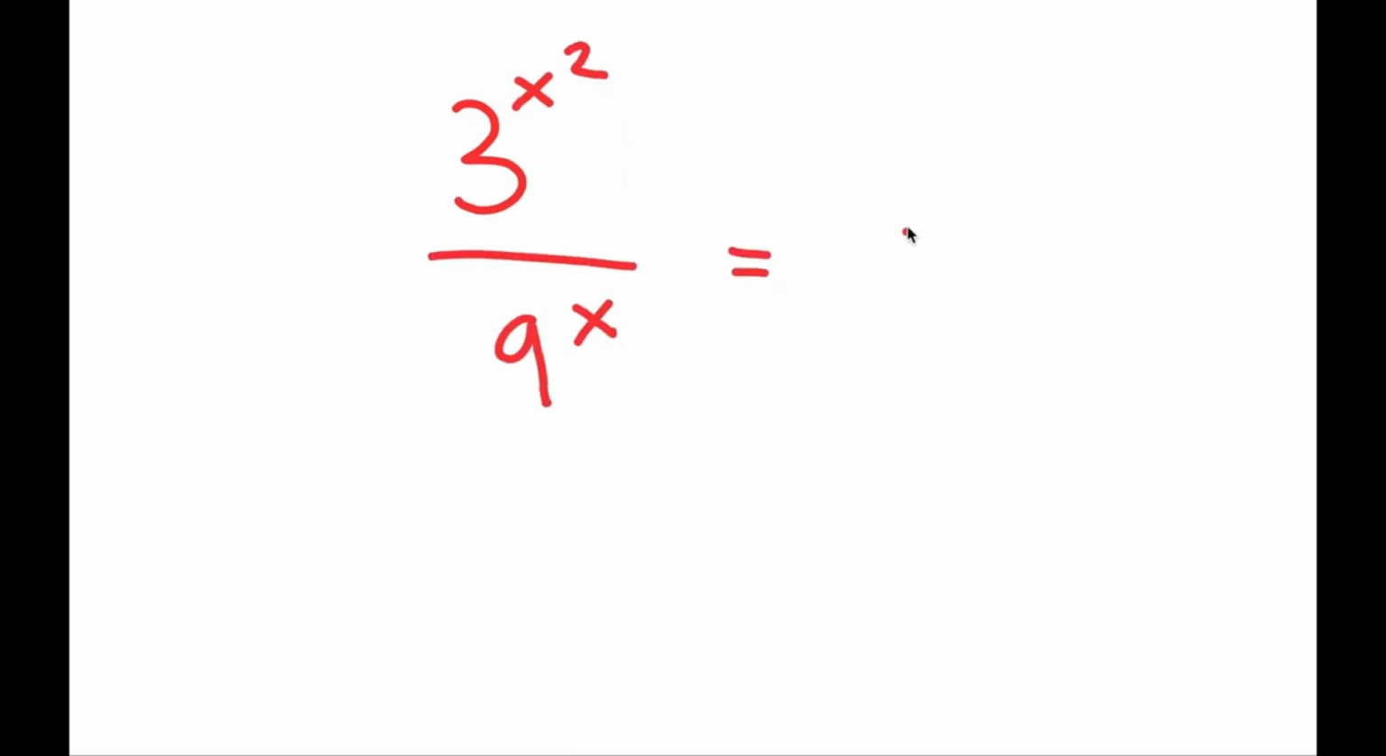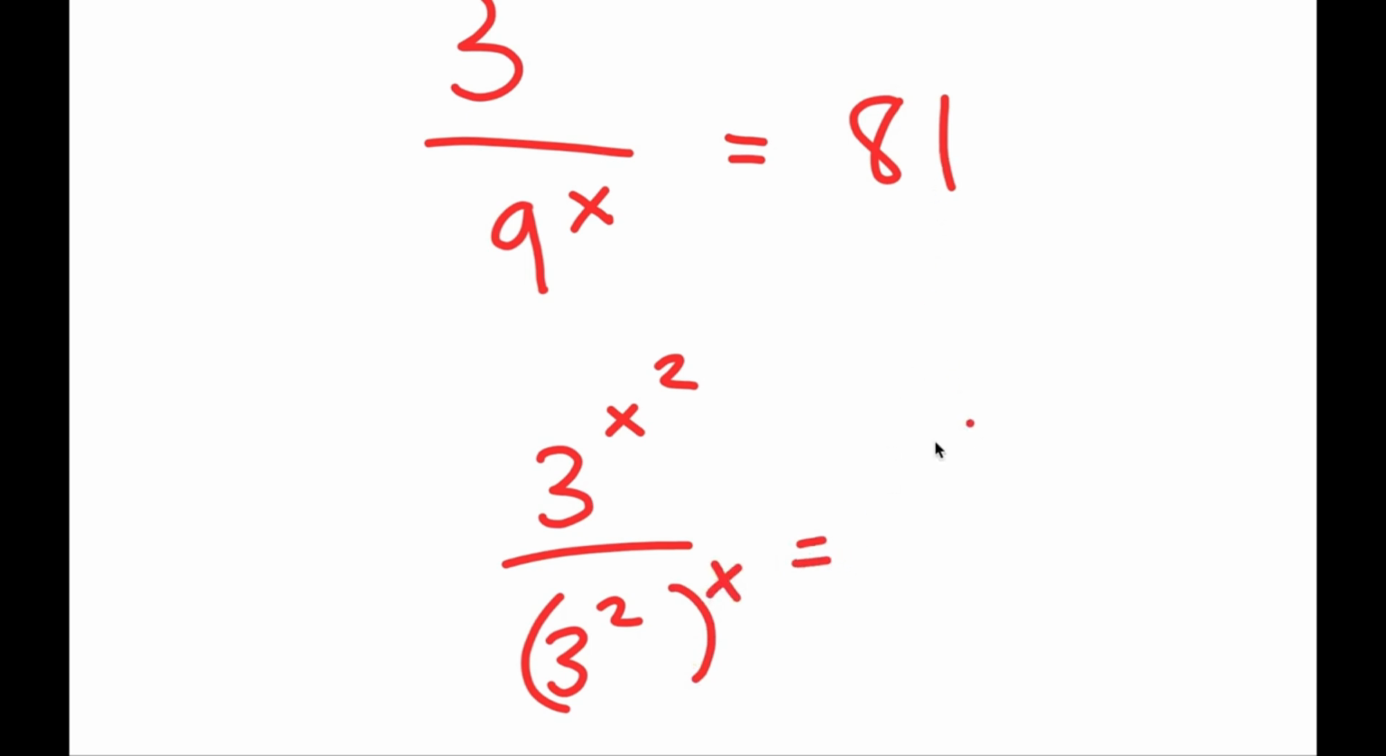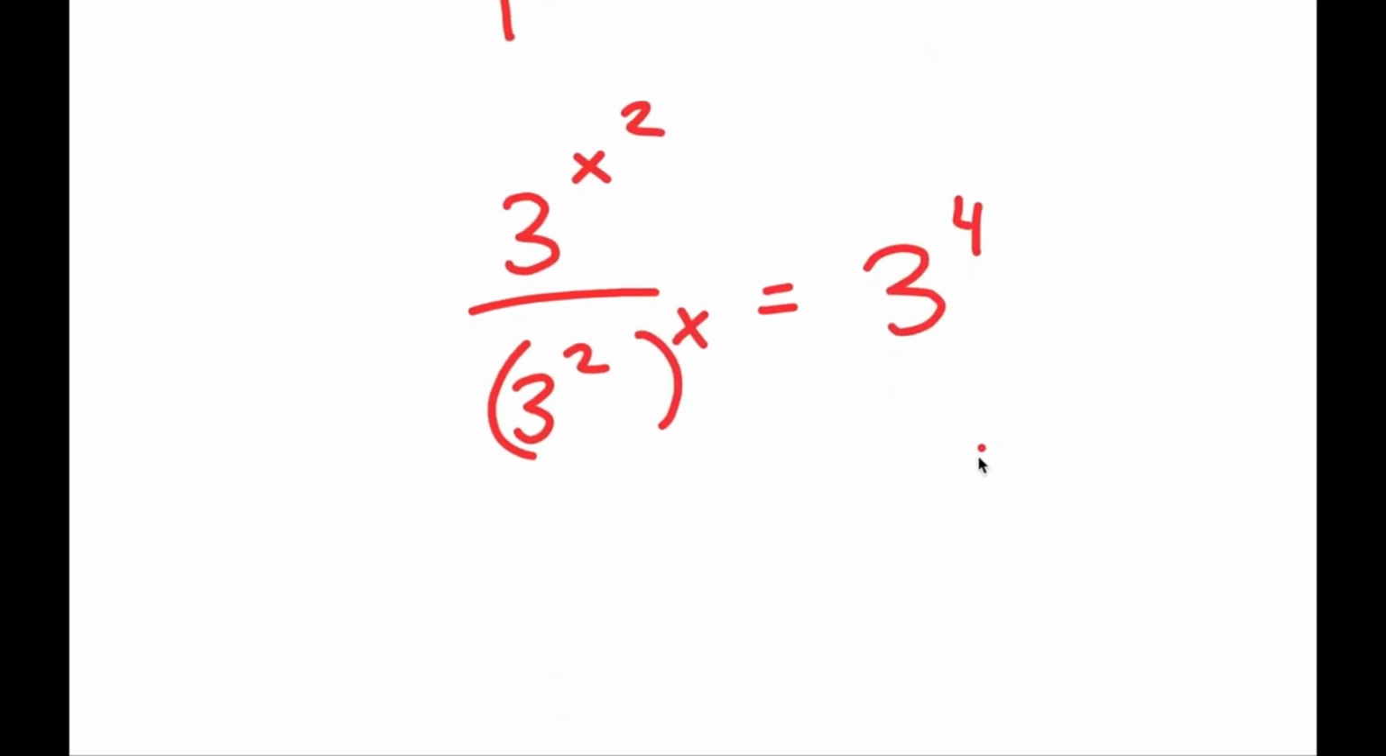Alright, so for this video, I'm going to solve the equation 3 to the power of x squared over 9 to the power of x is equal to 81. So to solve this, I want all my terms in the same base. And in this case, this would be a base of 3 because all of these are powers of 3. So we don't need to change 3 to the power of x squared because this is already a base of 3. But 9, I'm going to change to 3 squared, so I get 3 squared to the power of x. And 81, I'm going to change to 3 to the power of 4.